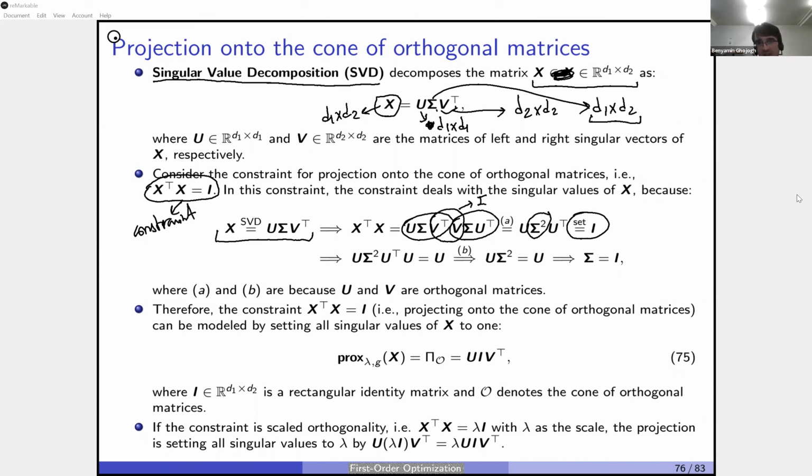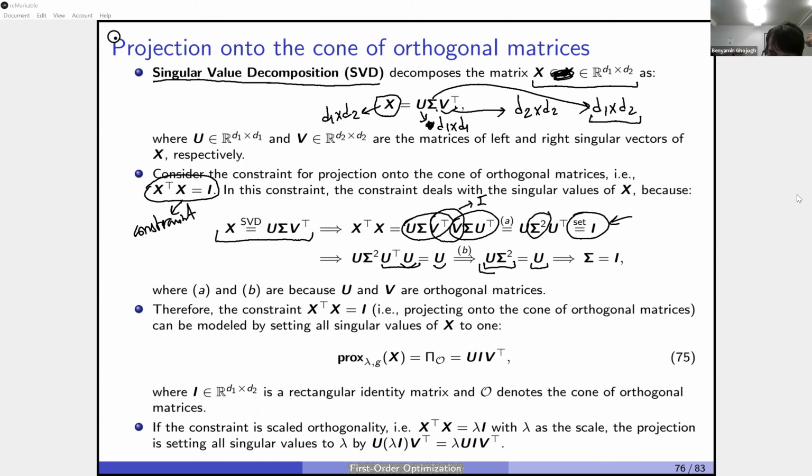We want this to be satisfied. Okay, now consider this. Multiply U from the right-hand side. In matrix multiplication, it's important whether you are multiplying from left or right. Multiply U from right. So you will have I times U becomes U, and you will have U transpose U. U transpose U is I because U is an orthogonal matrix. Therefore, you will have U sigma squared equals U.